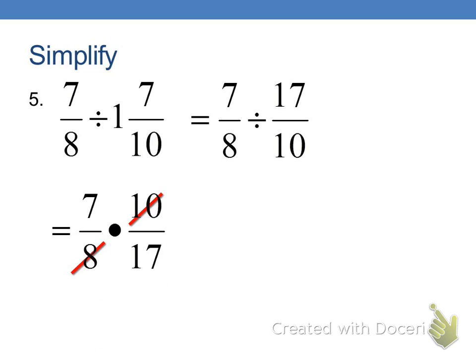Look for common factors. The 8 and the 10 are both even numbers. Even numbers are always divisible by 2. So when I divide 10 by 2, I get a 5. When I divide 8 by 2, I get a 4. And then we multiply across the top. 7 times 5 is 35. Multiply across the bottom. 4 times 17 is 68.